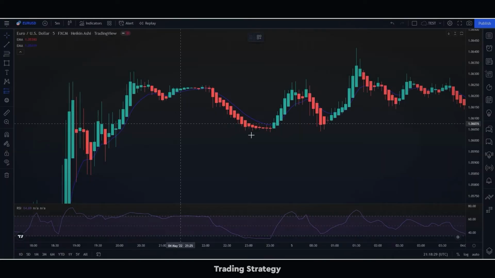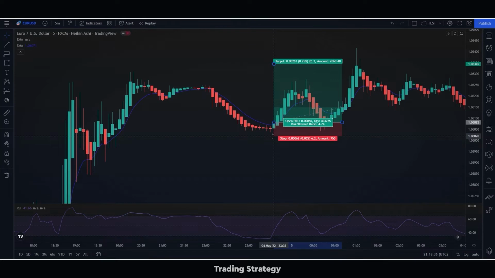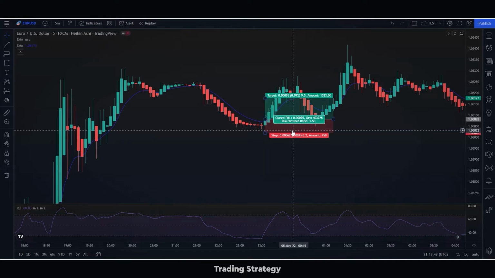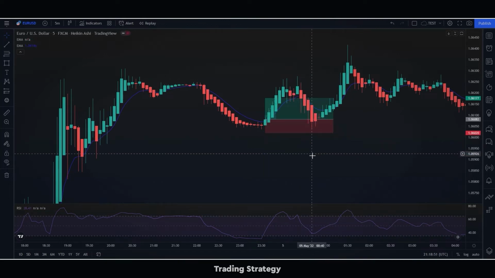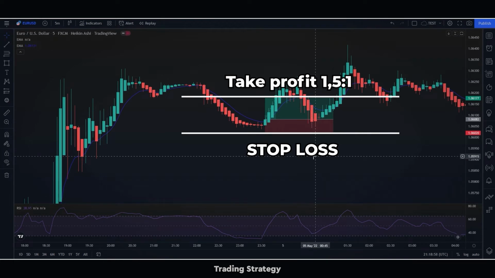It should be noted that the RSI does not need to touch the 35 level exactly at the same time that the candlestick closes above the EMA. The level of 35 will simply warn us to be aware that we will soon open a trade. It is important that the candle closes above the 9-period EMA and the RSI has not crossed the 50 zone. If this is the case, we will carry out the buy operation. We will put the stop loss at the last big low, and the take profit in a risk-benefit ratio of 1.5 to 1. This means that we will risk 1 to try to get 1.5.